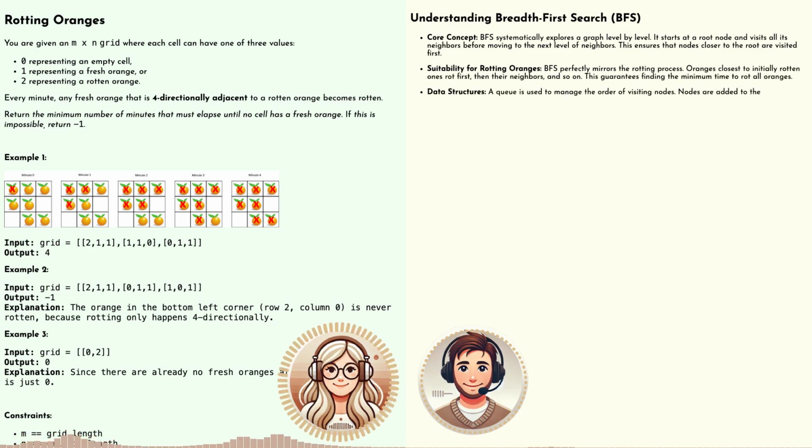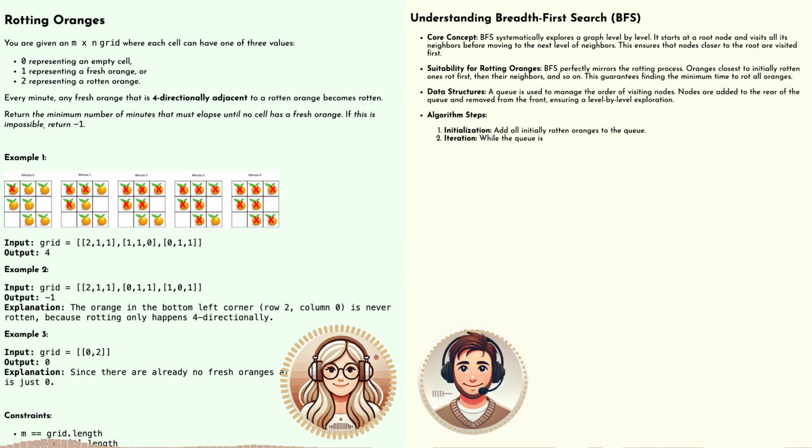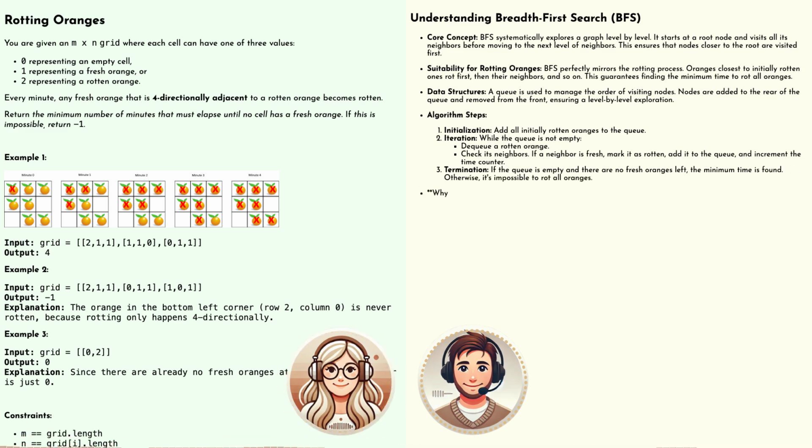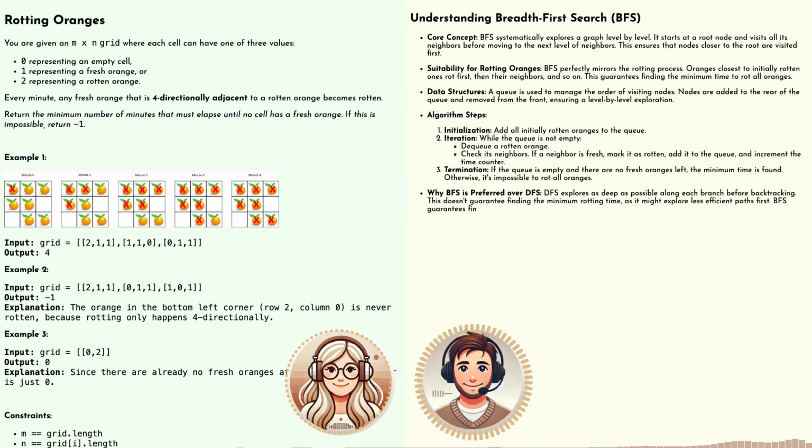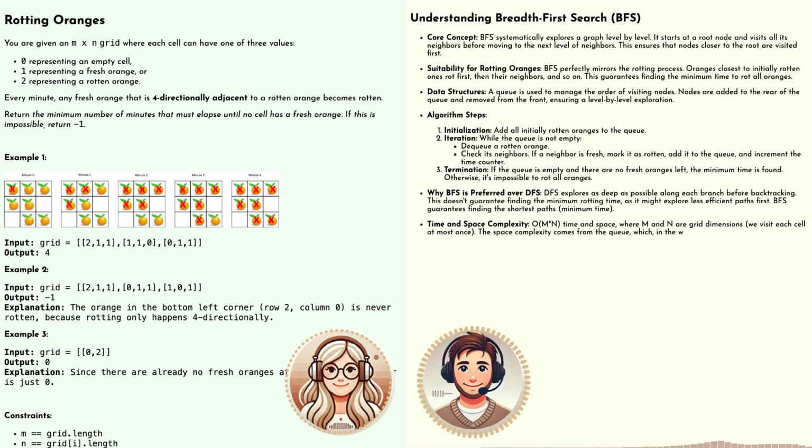So the key here is that each level of that BFS exploration represents one unit of time. As the algorithm explores the grid, it's keeping track of the time that it took to reach each fresh orange. And by the end, we know the absolute earliest that each orange could have been infected. Interesting. So BFS makes sure that we're always considering the shortest path for that rot to spread. It guarantees you're going to find the shortest path.